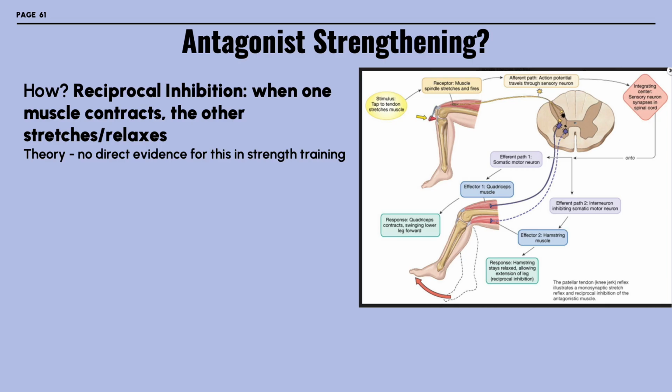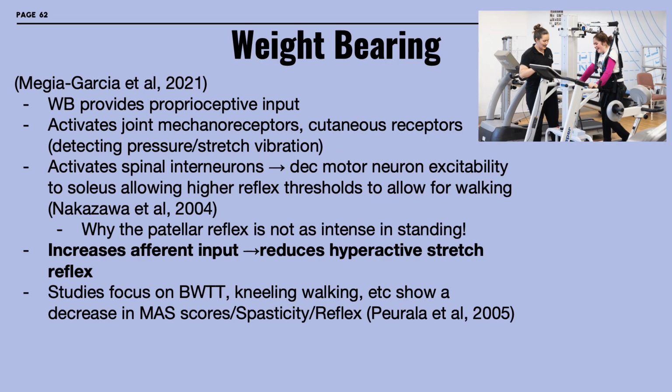So this is just based on theory, but some have been shown to decrease spasticity with strengthening the antagonist muscle. With weight bearing typically provides proprioceptive input. It activates a lot of different things like joint mechanoreceptors, cutaneous receptors. It also activates spinal interneurons, which decrease motor neuron excitability, which is great. That's exactly what we want.